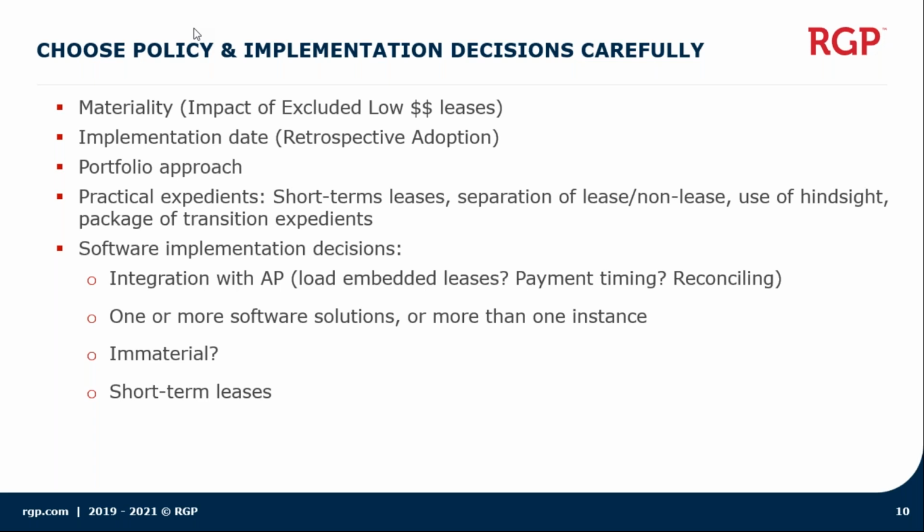How do I make sure that I'm getting visibility to all of the potential embedded lease contracts of the organization, so that I can apply these policies and these expedients appropriately? Lastly, I think the software implementation decisions. Early on, understand whether or not you're going to include integrations, and what those types of integrations are.